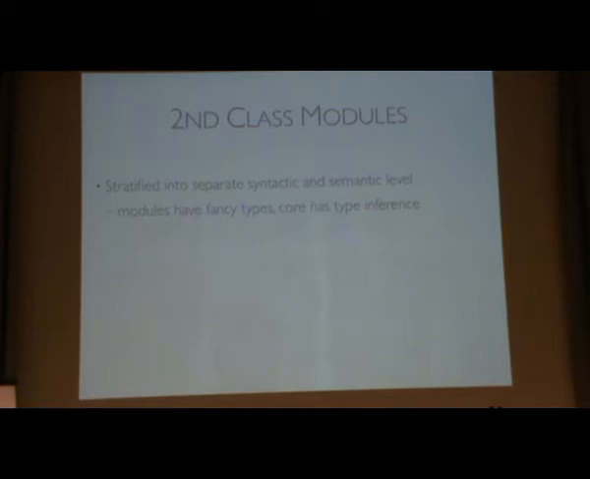So modules have the fancier types, but they are also more verbose, heavyweight, and cannot do anything computationally interesting, while the core has the convenience of type inference and all these other constructs, and it's more lightweight. So it's not an easy trade-off to make. And the core problem, of course, is that modules are second class, which means they can't be computed over. You cannot pass them around as data.